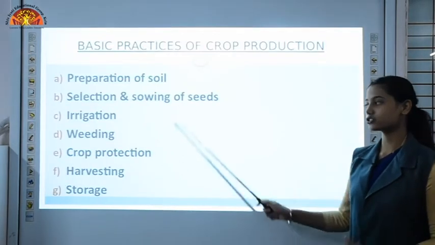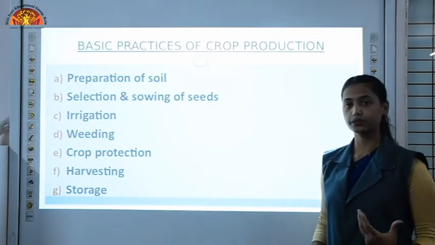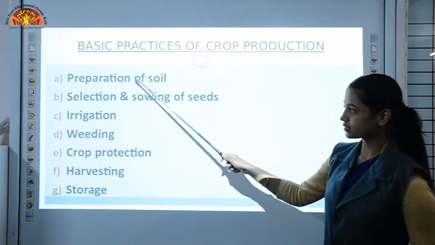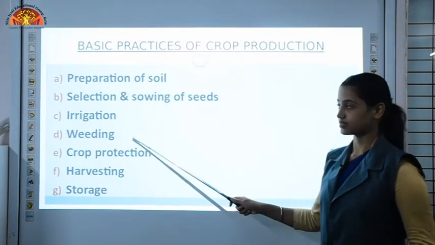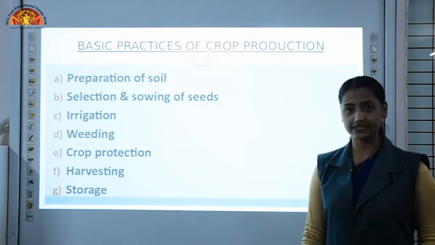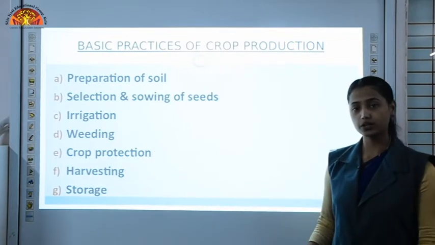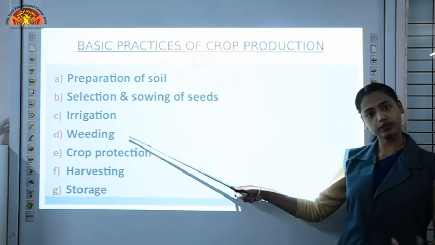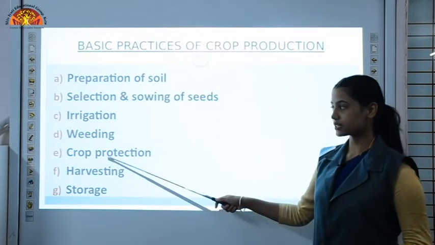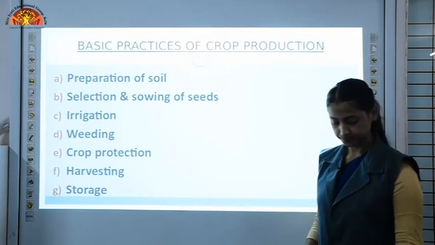Now here is a list of basic practices which we follow for producing crops. In part 1, we discussed the above 4 practices: first we prepare our soil, then we select good quality seeds, then we sow in the soil, then we supply water to our crops and we remove unwanted plants. Now after weeding, the steps are crop protection, harvesting and storage.